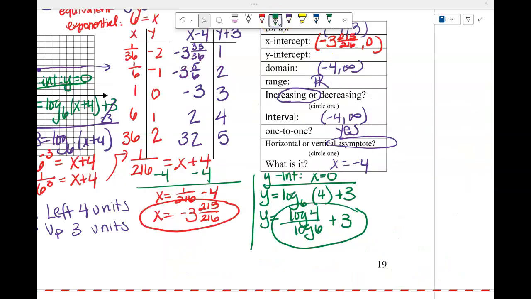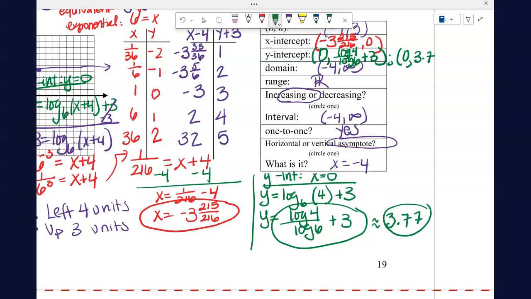Okay, so guys, I hope you guys have about 3.77, okay? So have both, just in case. Okay, so y-intercept, x equals 0, so 0, comma, log 4 divided by log 6 plus 3. That's if we want exact. Now if we want approximation, then it's 0, comma, 3.77.